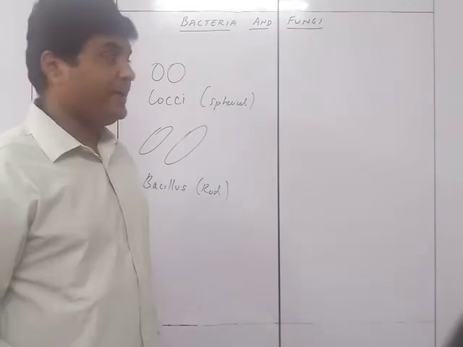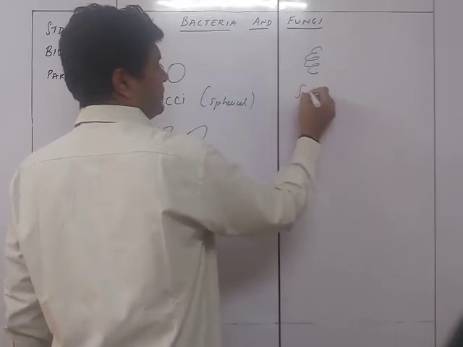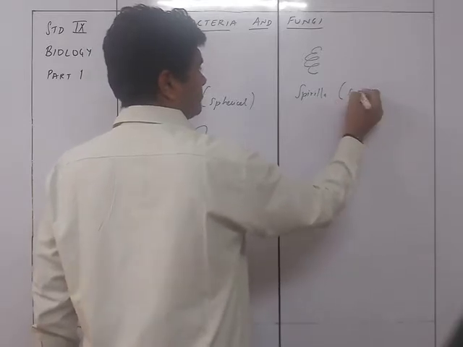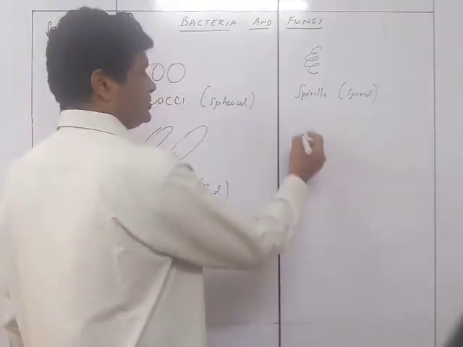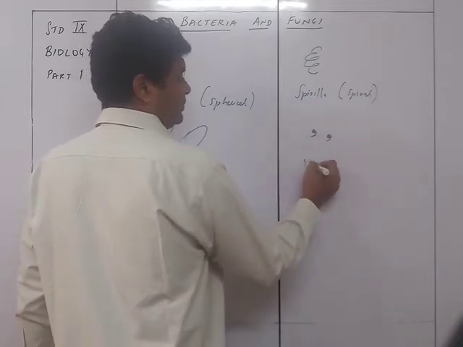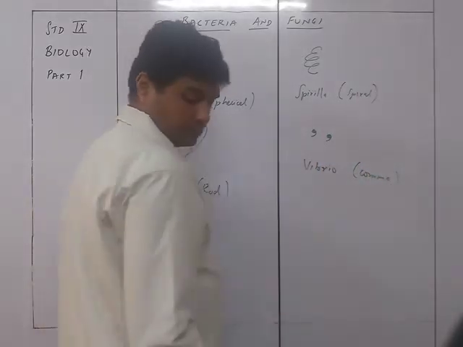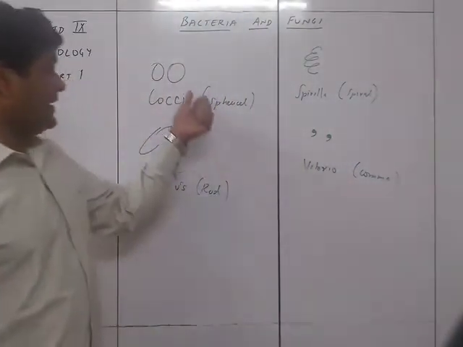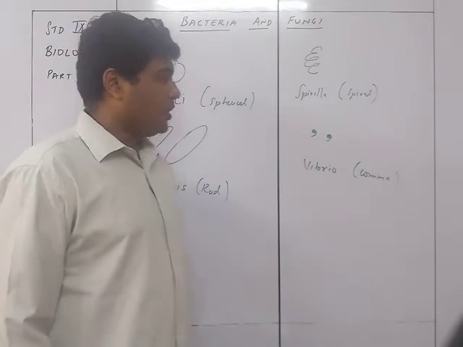The next is spirilla. So spirilla will be spiral like this, spiral or twisted. And the last one is comma shaped. So it's like this. This is comma shaped, which is vibrio. So hence we will find that bacteria can be of these 4 kinds: cocci, spherical; bacillus, rod shaped; spirilla, spiral shaped; and comma shaped is vibrio.